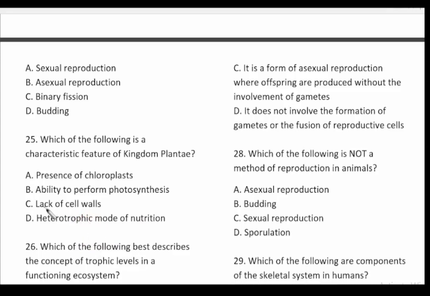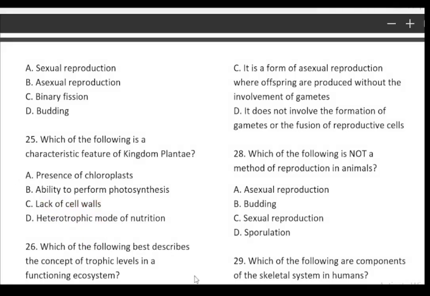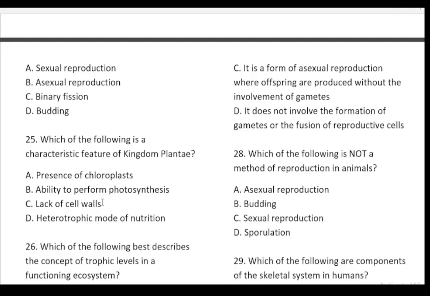And then option C then says that plants lack cell walls. No, that is absolutely wrong. Plants possess cell walls. It is the component that helps to protect internal structures of the plant. So they possess cell wall. Actually, plants have two membranes. They have the cell wall and the cell membrane. So those are the components that can be found in the cell wall, enclosing all the organelles in the cell.